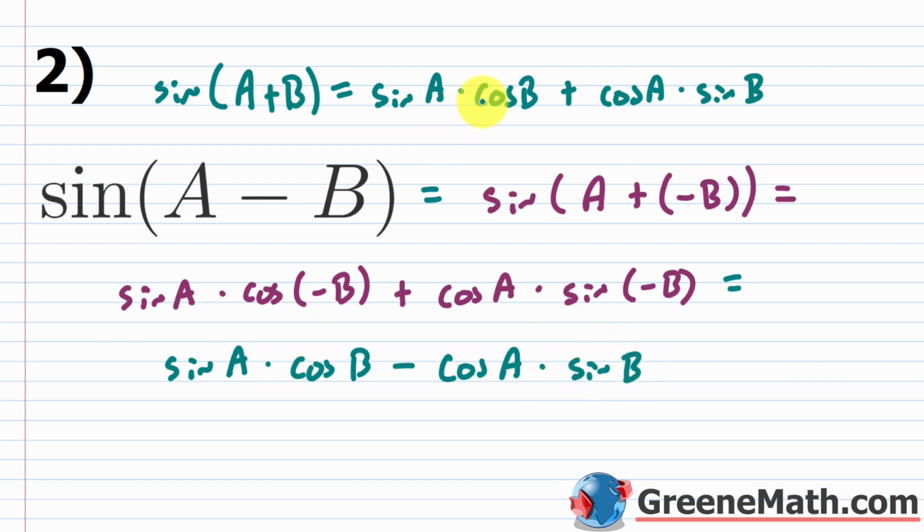So this part matches this part, and this part matches this part. The only change is in the sign, right? This is a plus and this is a minus. So you just have to remember, if you have the sine of A minus B, this is a minus, right? So the same signs. Then if you have the sine of A plus B, you have a plus here, right? So it's always going to be the same signs. If this is a plus, this is a plus. If this is a minus, this is a minus.